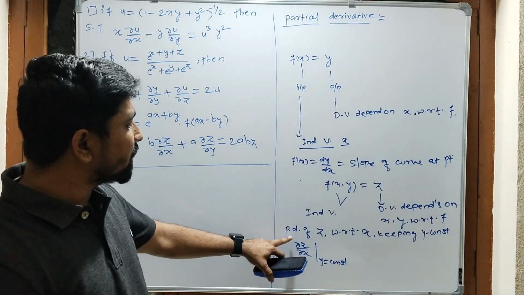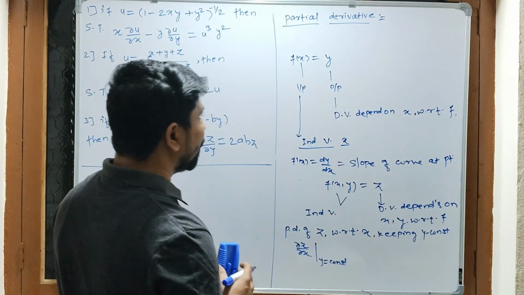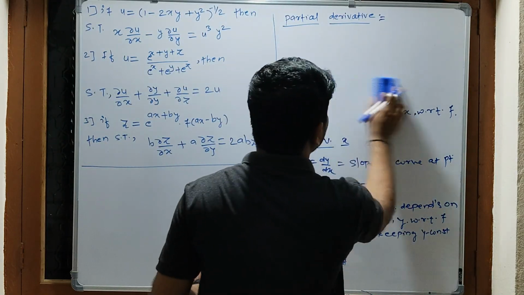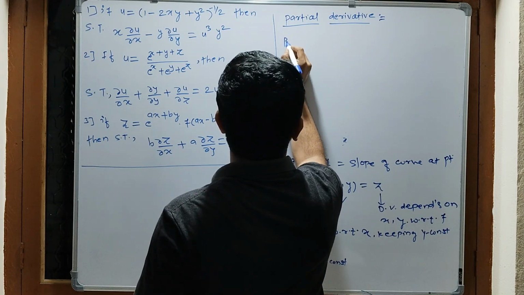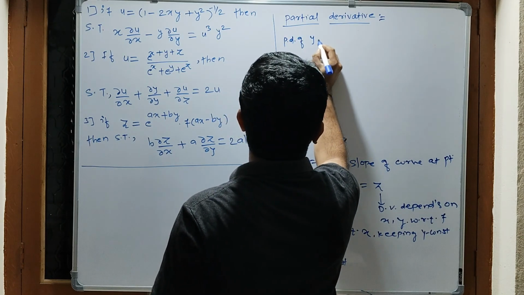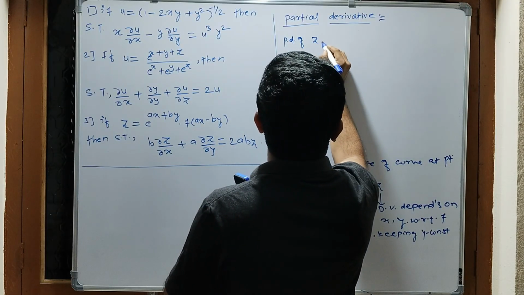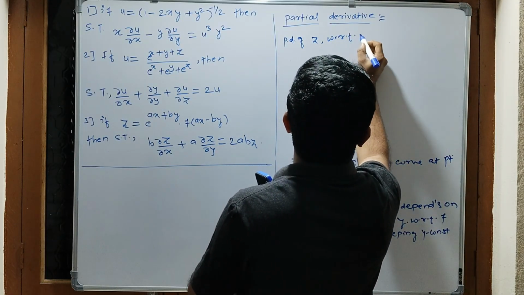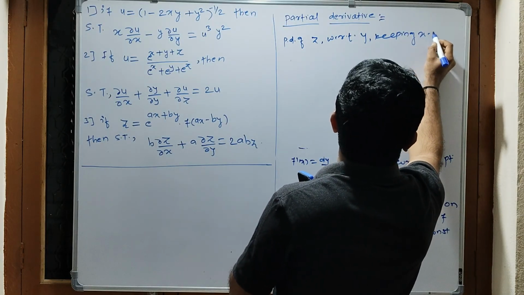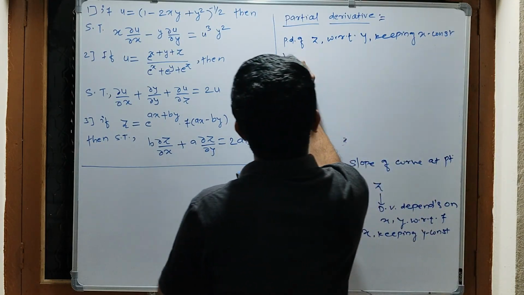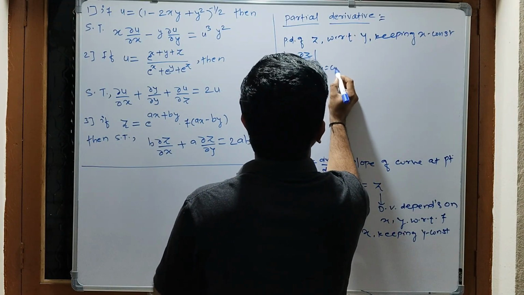Now in the same way, the partial derivative of z with respect to y, keeping x as a constant, is dou z by dou y. Here I will write x equal to constant.